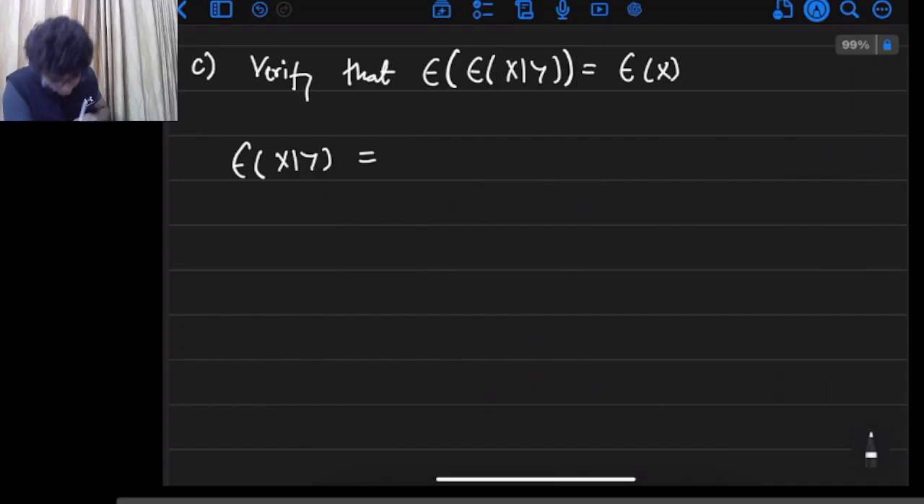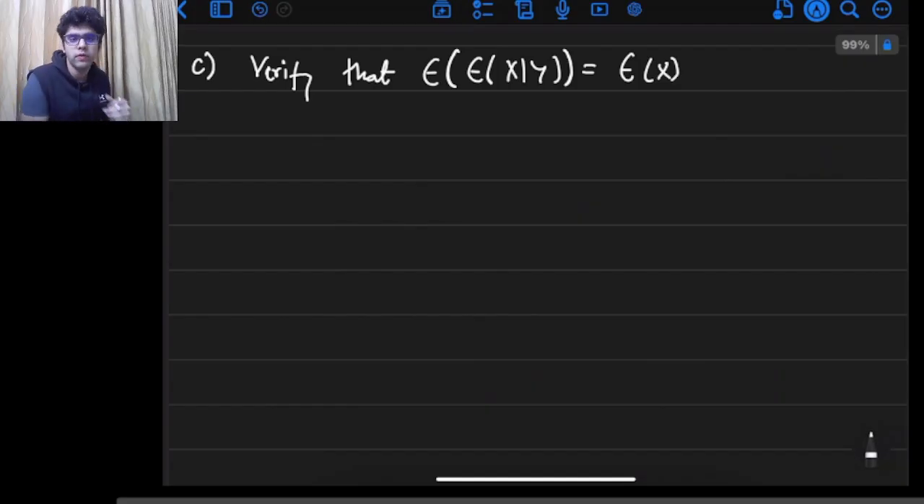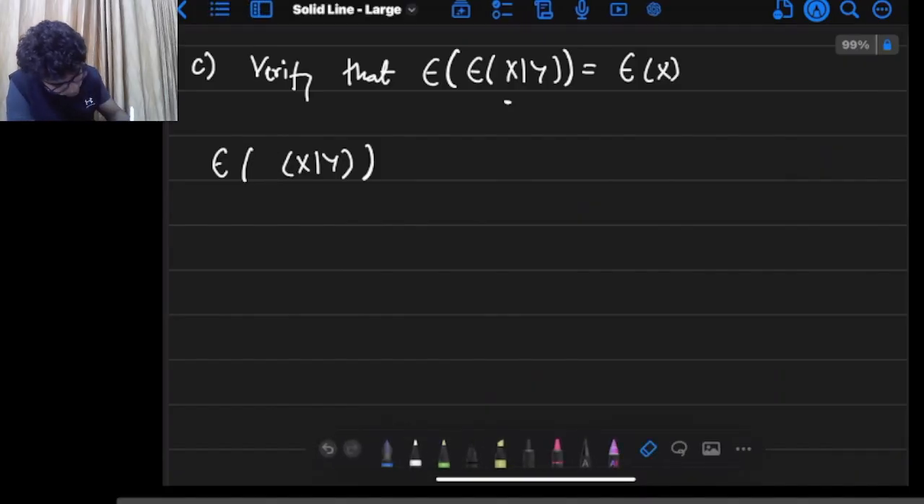Wait a minute. First I need to show you how this formula works, before moving on to solving questions. The expected value of an expectation is equal to the expectation of the first variable here. So how does this work? I want to prove that to you guys. If I take the expected value of the expected value of x conditional y, this is an expectation operator only.